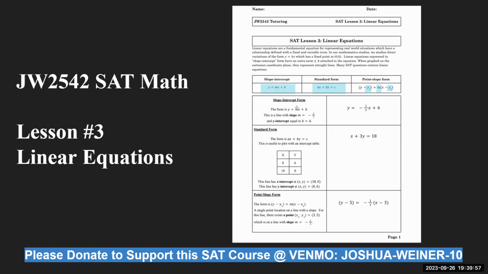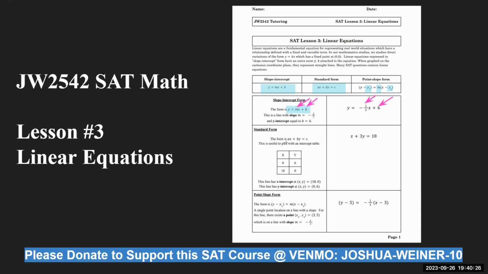For the first example in slope-intercept form, the form is y equals mx plus b. We know the slope is 1/3 because it's in place for m. That's the rate of change, or rise over run. And then it crosses the y-axis, it intercepts at 6. So (0, 6) is a point that is part of the locus of points for the line.